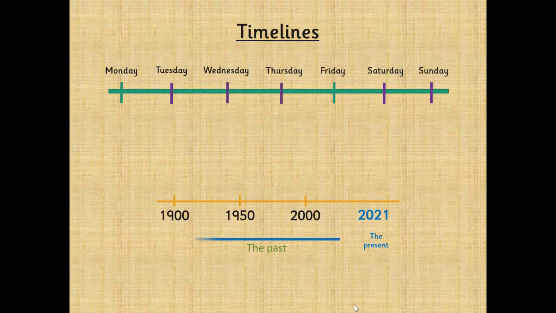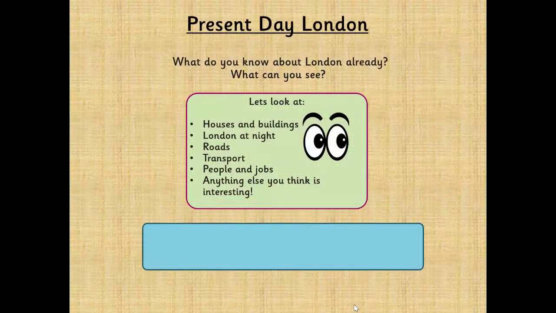And the past goes down the number line, and we call that the past. It goes down the number line, and if we go up the number line, it's the modern day, it's present day. Right then, in a minute, I'm going to show you some pictures, lots of pictures actually, of London.